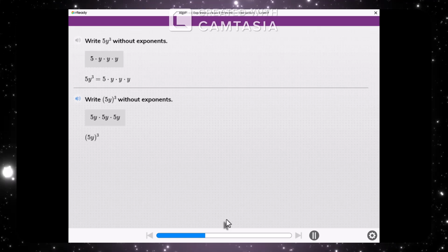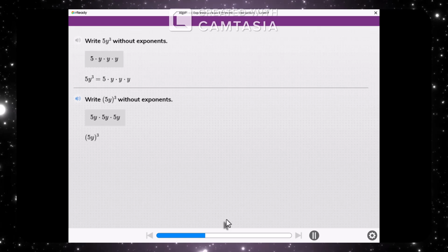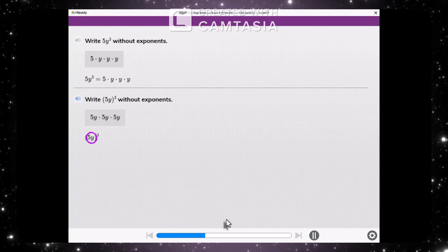When an exponent is outside of parentheses, it applies to the quantity that is inside the parentheses. Do you understand?